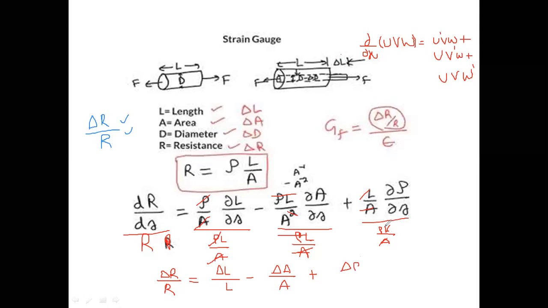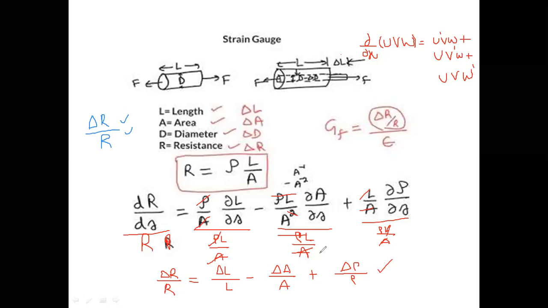Here A and L get cancelled. There is rho here. So delta rho by rho. So dR by R is equal to delta L by L minus delta A by A plus delta rho by rho. This is the equation now. Keep this in mind.